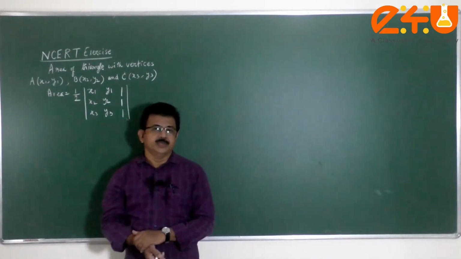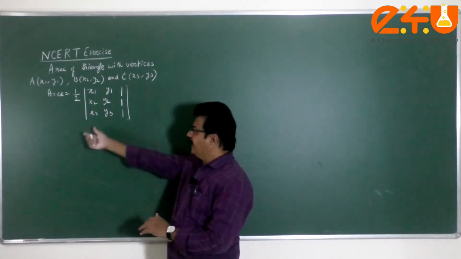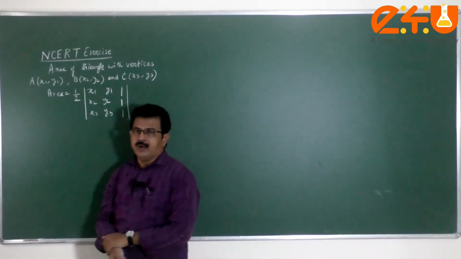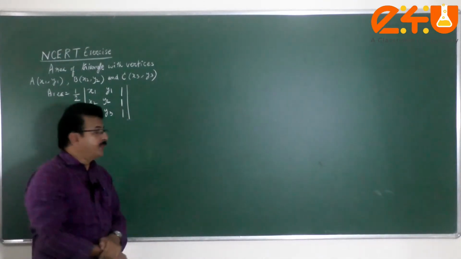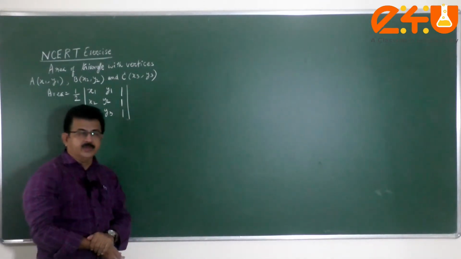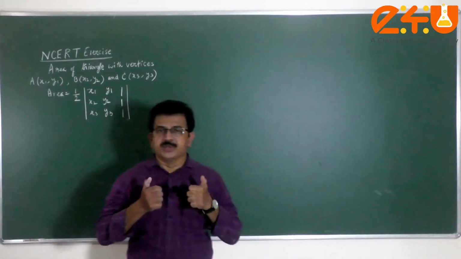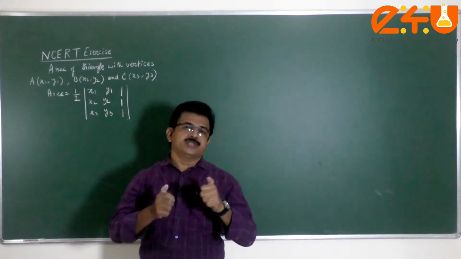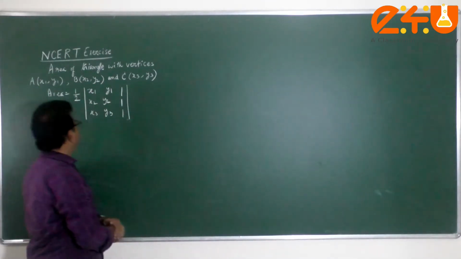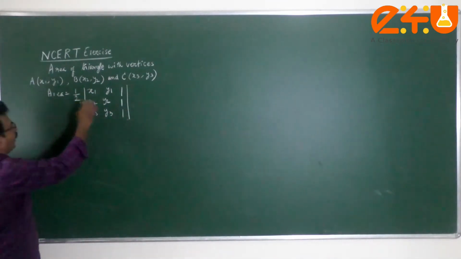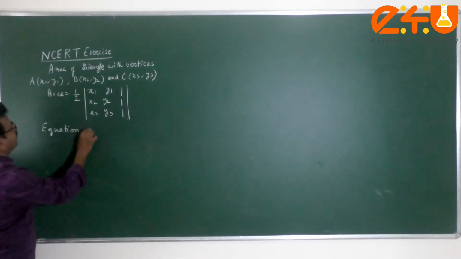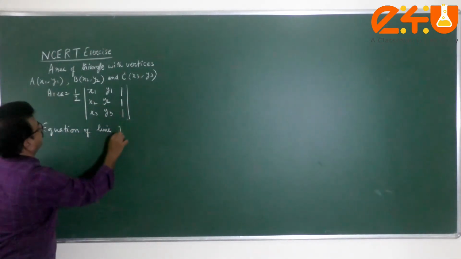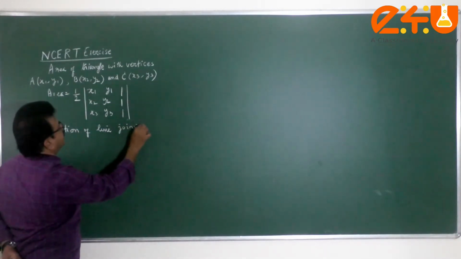So the model of questions, they may ask you to find simply the area of a triangle given three vertices, or they can ask you to prove the three points are collinear, or the same procedure you can use to find the equation of a line joining 2 points also. If, for example, one row alone you can alter. Okay, for finding the equation of a line joining 2 points.